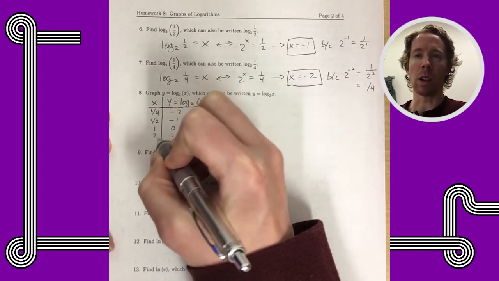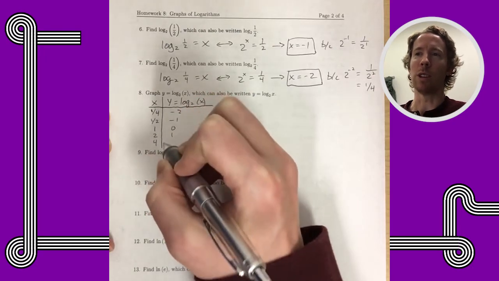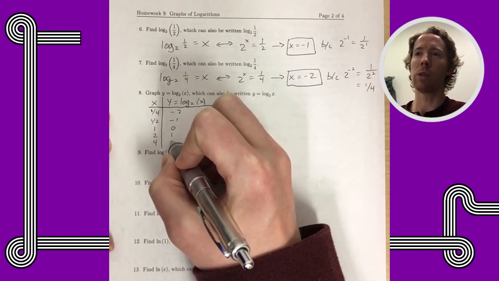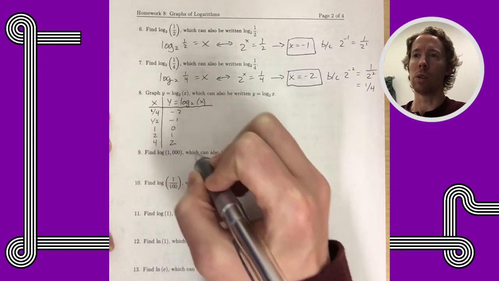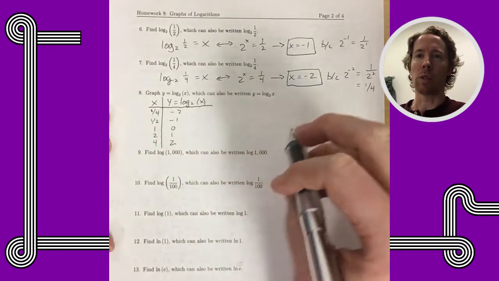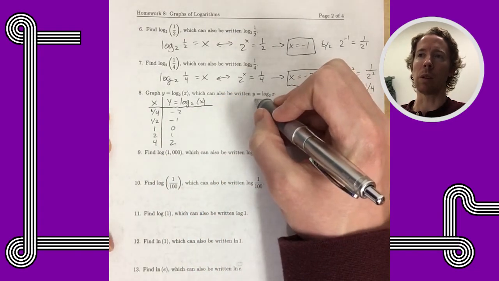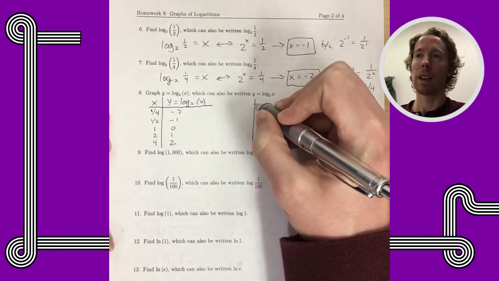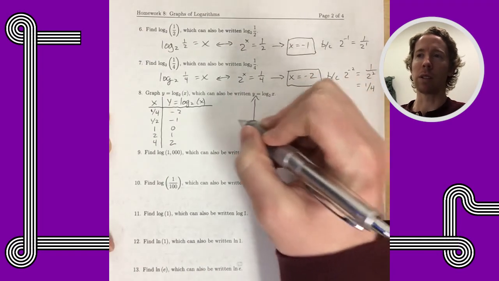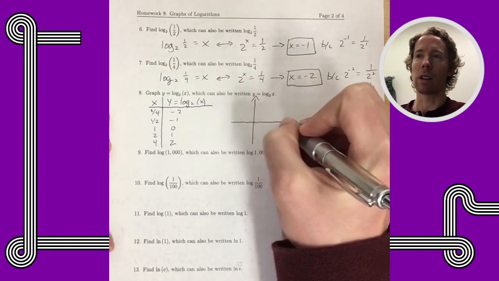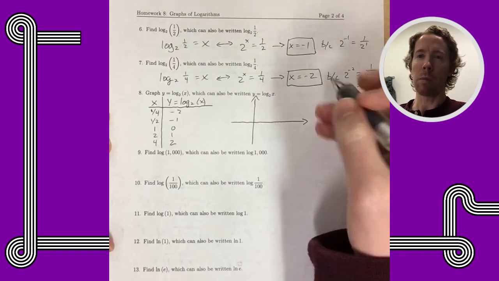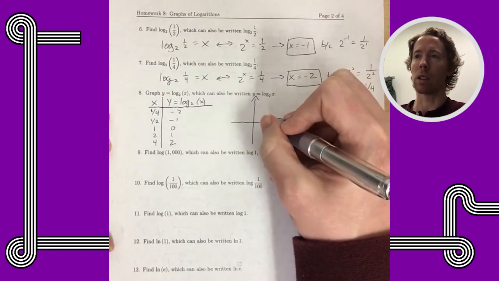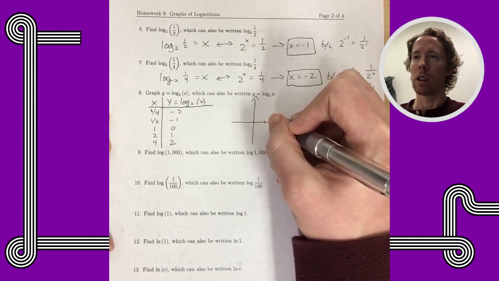2 to the -1 equals 1/2. 2 to the 0 equals 1. 2 to the 1 equals 2. And 2 to the 2 equals 4. So we've got our table of points here that we can plot. And we're just going to plot those points methodically. I want to point out something while I'm writing this out.